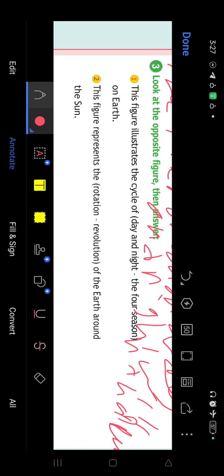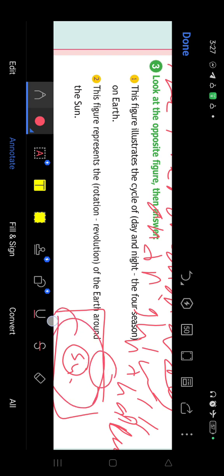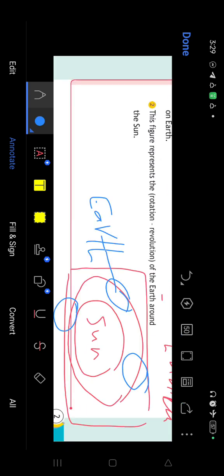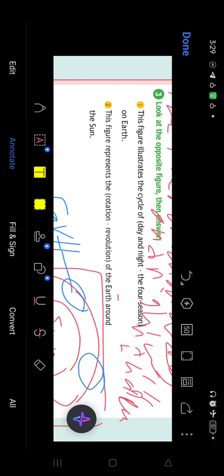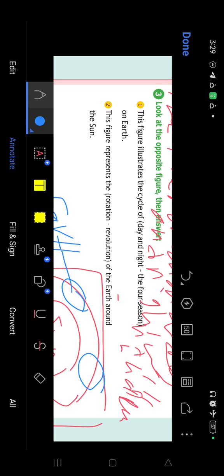Here is the figure, we can draw it together. We can put the sun in the center and the earth moving around like this. This is the earth. Here there's the earth and the sun. Okay, so the questions. Number one, the figure illustrates the phenomenon of, yeah, four seasons on earth. The figure represents the revolution. Yeah, super. The earth revolves around the sun.